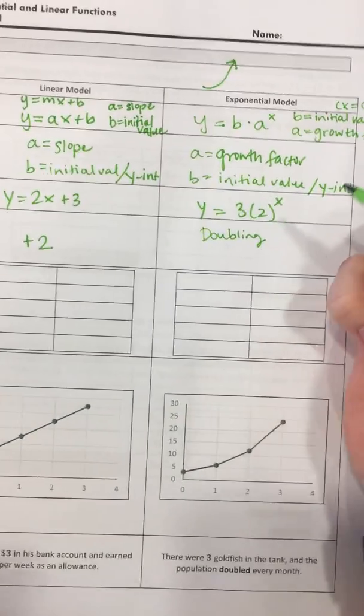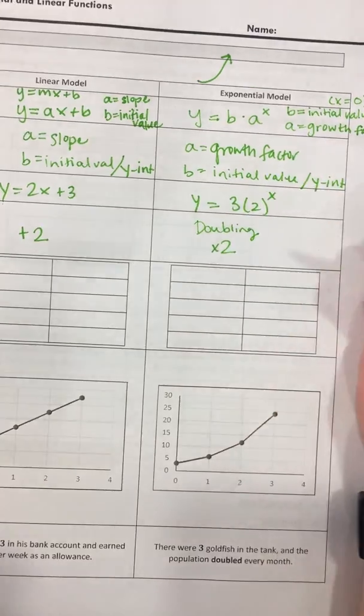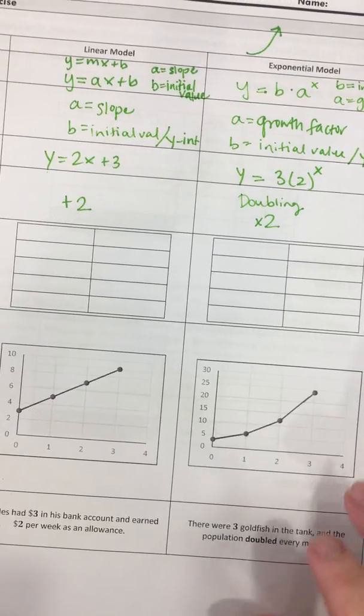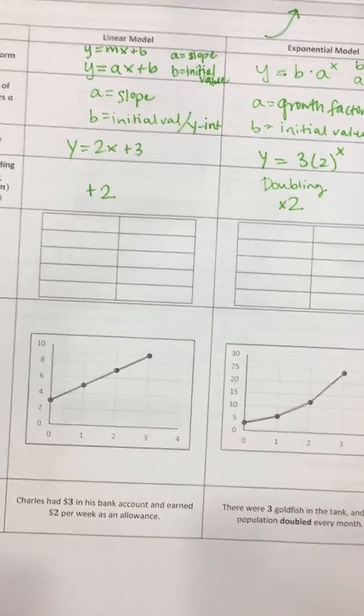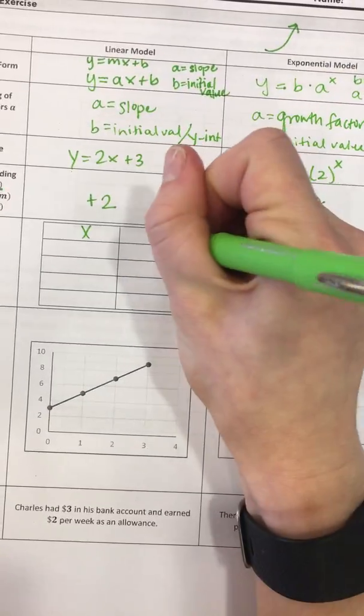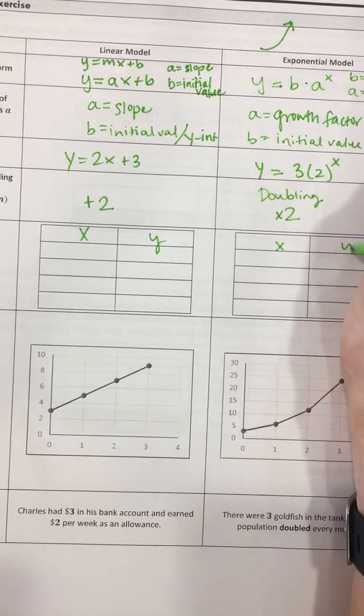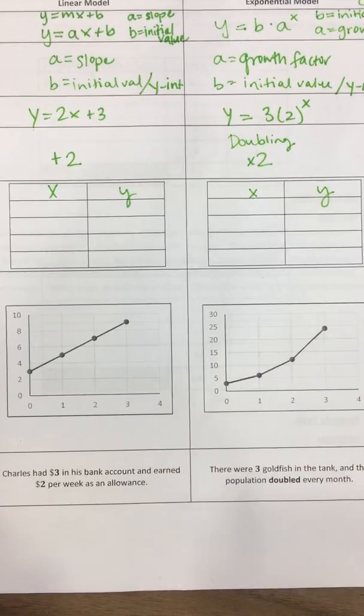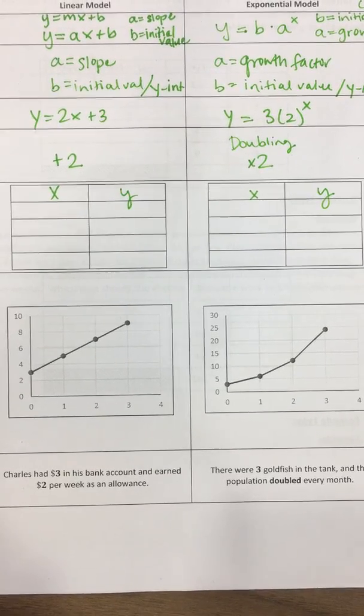And it really means, so doubling is times 2. So we've done this before where we look at the patterns, plus 2 or times 2, and we decide if it's linear or exponential. So let's make some tables to show this. Let's start with x, y on both. x, y on both.